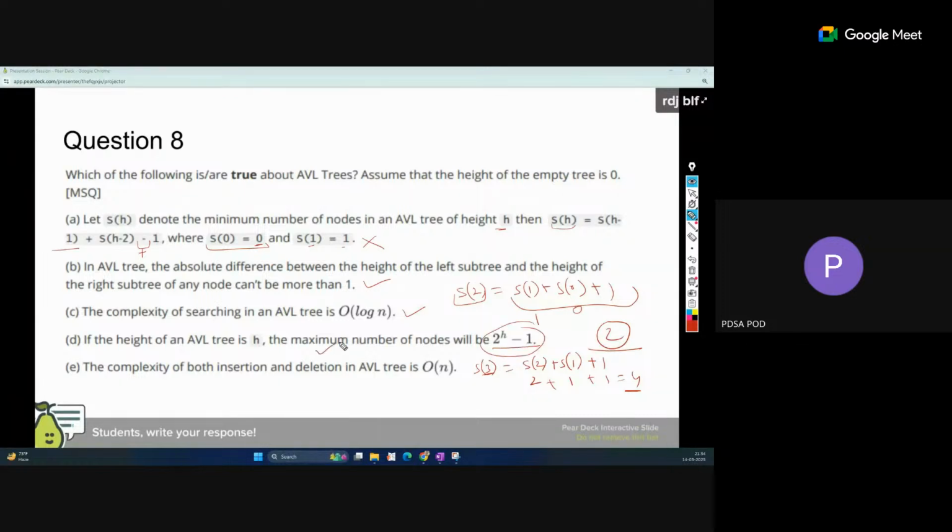We have already seen this in the previous question. The complexity of both insertion and deletion in an AVL tree is order of n. This is not correct because our tree is balanced, so only rotation is required. In that case, log n time is required for insertion and deletion also. So this is not correct. These three answers are correct.